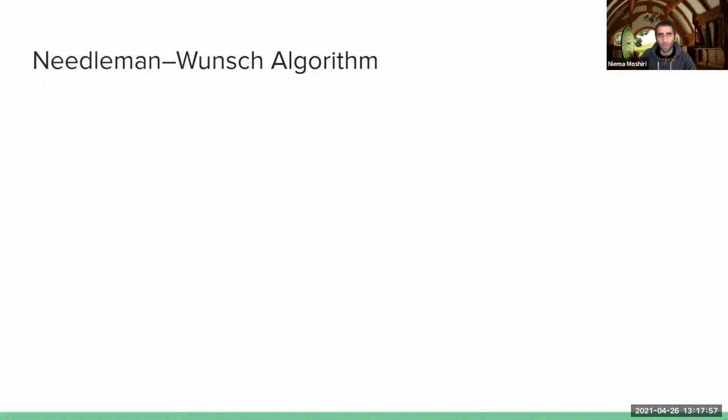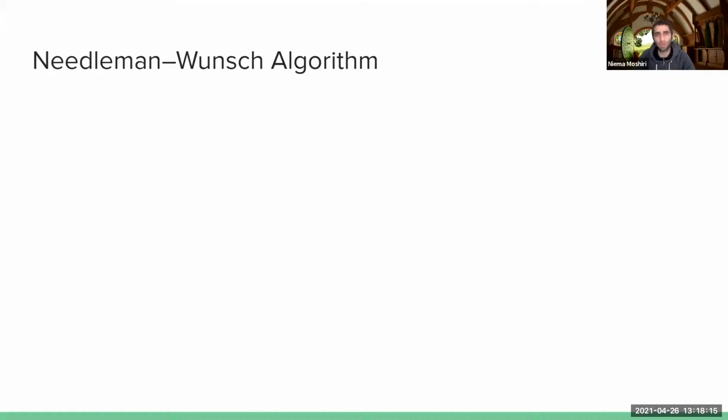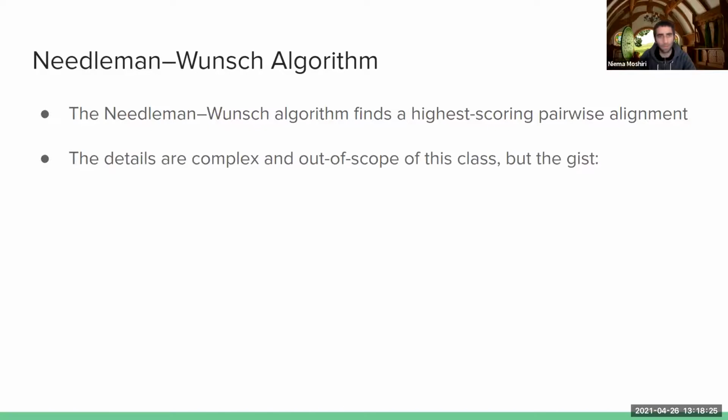Okay, so this computational problem, it turns out that there is a pretty efficient algorithm to solve it. I'm not going to go into the super extreme details of the algorithm. I'm just going to give you a brief overview of how it works. And if you're interested, feel free to reach out to me. I can send you some pointers. But basically, the algorithm that solves this pairwise alignment problem is called the Needleman-Wunsch algorithm. This is an algorithm that's guaranteed to find the highest scoring pairwise alignment.